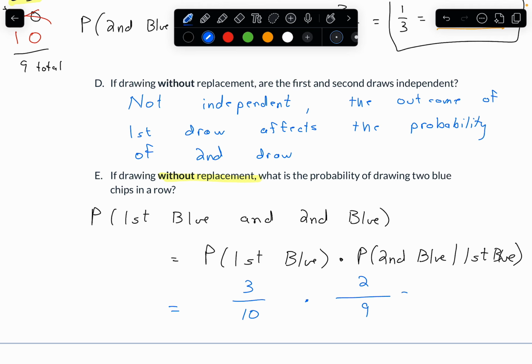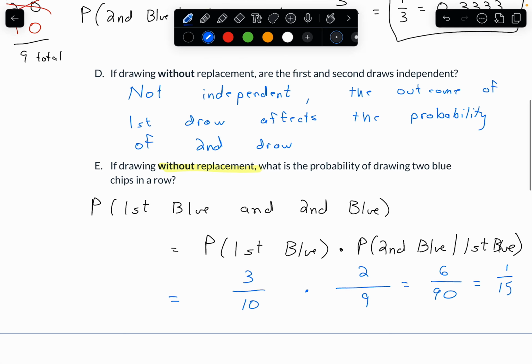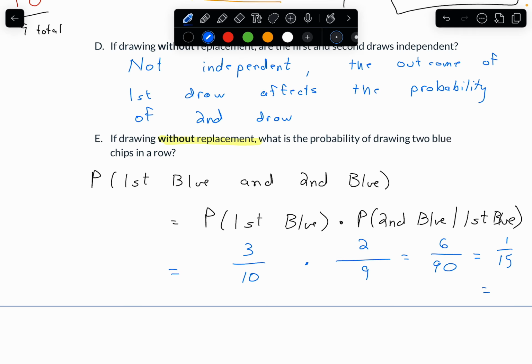So in my numerator, 3 times 2, I end up with 6. 10 times 9, I end up with 90. Oh, I believe those are both divisible by 6. Let me double check. Yes, so if you divide them both by 6, if you wanted to reduce that fraction, you could say 1 over 15, or if you wanted a decimal, that would look like 0.0667, or 0.06 repeating. So depending on whether you wanted a fraction or a decimal, that is your answer.